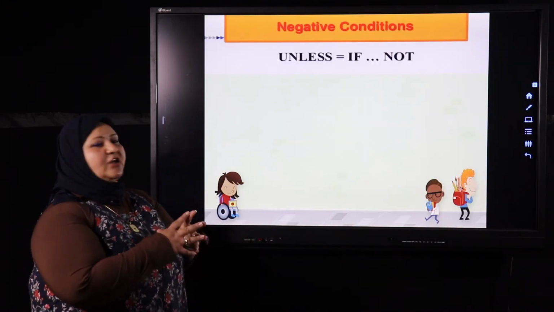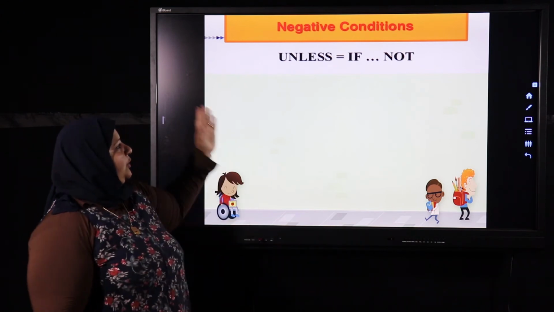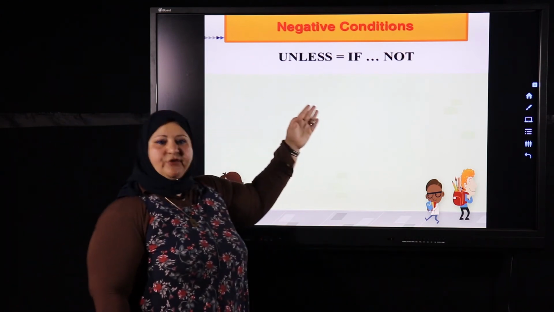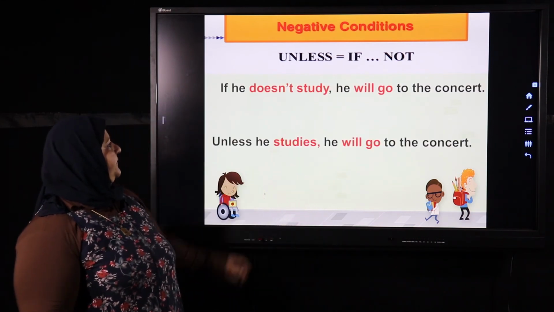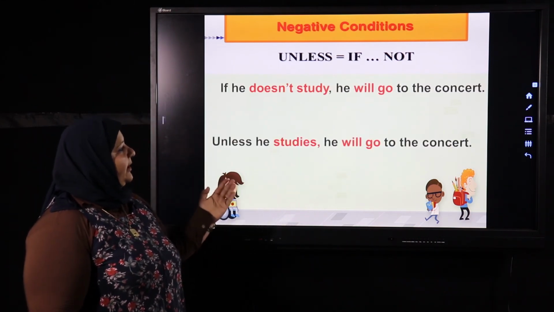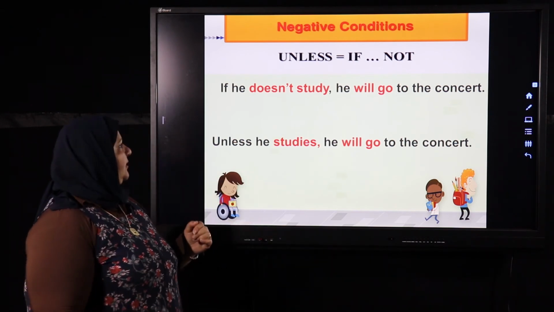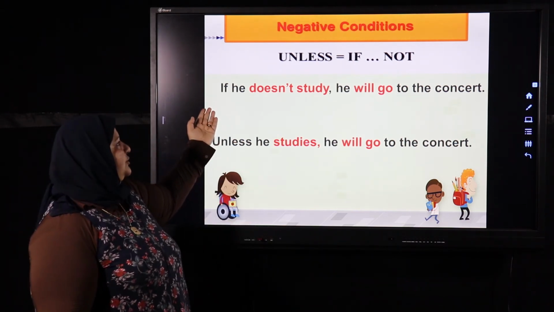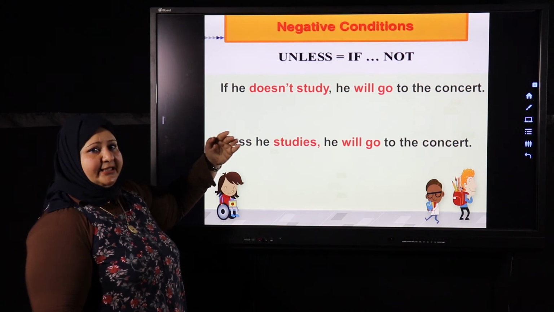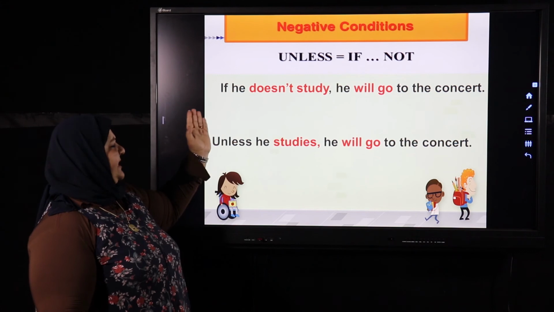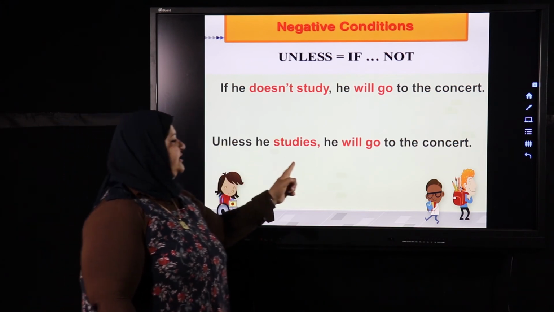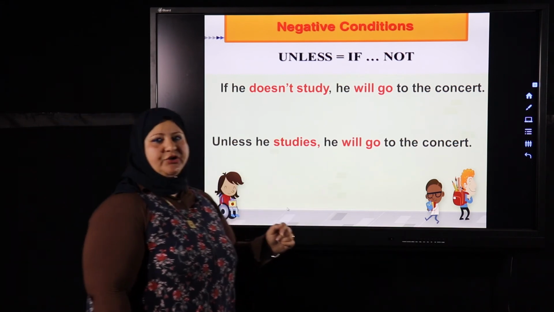Okay, the negative conditions for the first type. We use unless instead of if not, or if don't. Let us see. If he doesn't study, comma, he will go to the concert. This is a negative one. I want to remove if he doesn't and add unless. It has the same meaning. Unless he studies, comma, he will go to the concert.